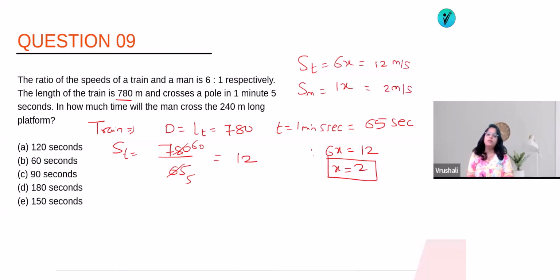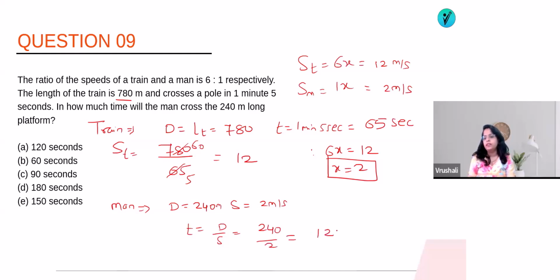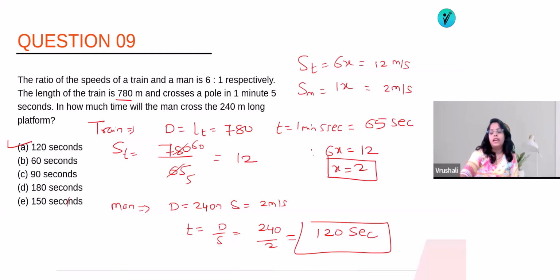So they are asking in how much time the man crossed the 240-meter long platform. So for the man, distance is equal to 240 meter and speed is equal to 2 meter per second. So what will be the time required? Time will be distance upon speed. That means 240 upon 2. So he will require 120 seconds or 2 minutes. Option number A is the answer. Exactly correct. I hope you have solved it or I hope you have understood it. Now we will jump on the next question, the last question.